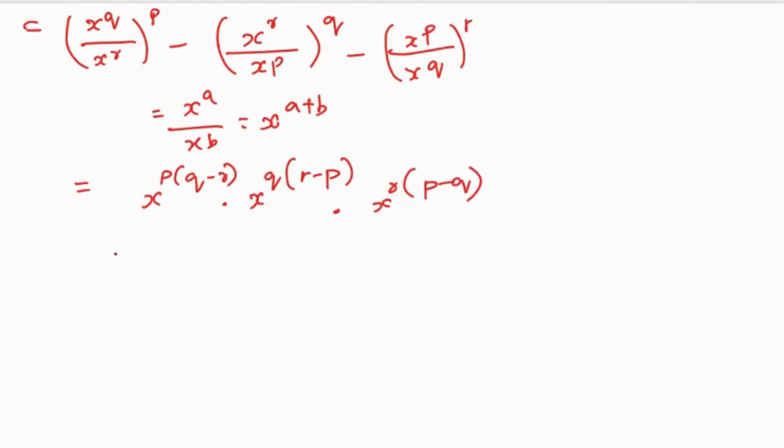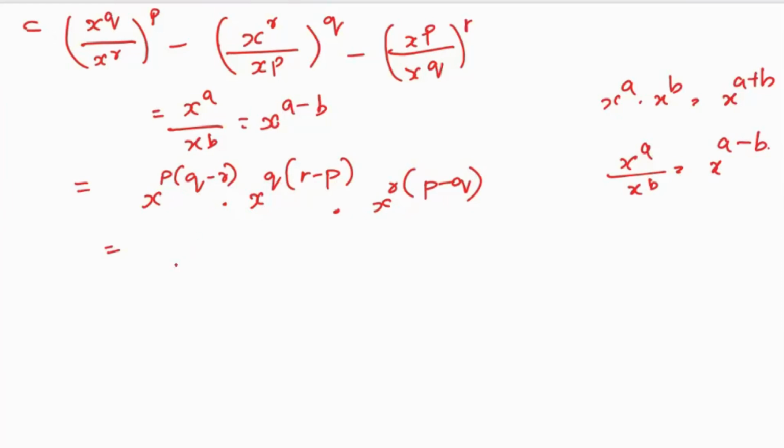Okay, so sorry, here it is a minus b. a raised to m by a raised to n is equal to a raised to m minus n. And x raised to a into x raised to b is x raised to a plus b. Sorry, x raised to a by x raised to b is equal to x raised to a minus b. Here it is plus, and when it is division, minus. Okay, sorry. x raised to p into q minus r into x raised to q into r minus p into x raised to r into p minus q.